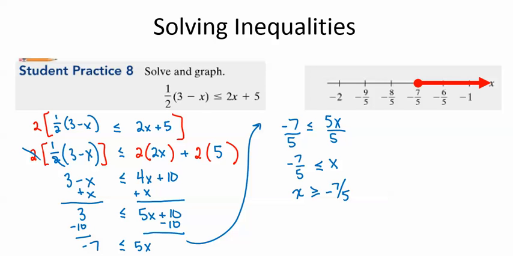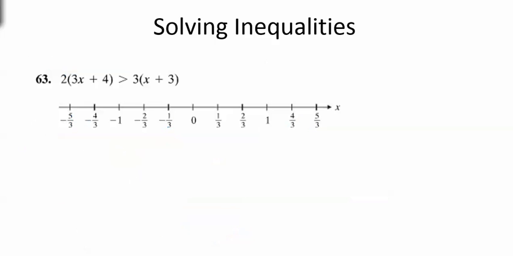We'd like to do one more of these just to make sure you get the idea. So go on to the next page. And here, fortunately, there are no fractions involved, and so we'll simply begin by distributing. We have 2 times (3x plus 4) is greater than 3 times the quantity x plus 3. Distributing on the left, we get 6x plus 8 is greater than 3x plus 9 on the right.